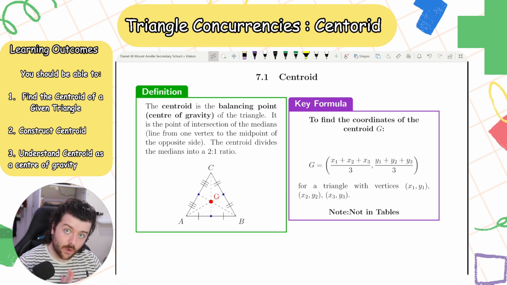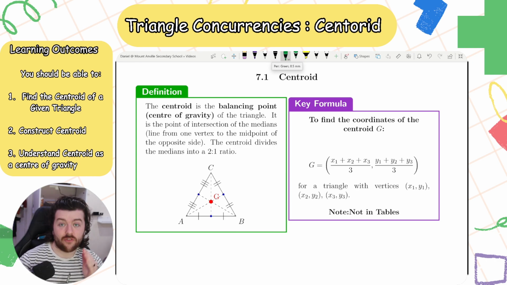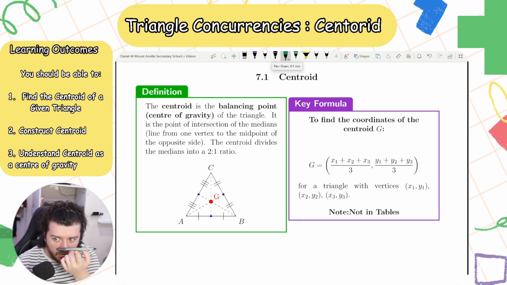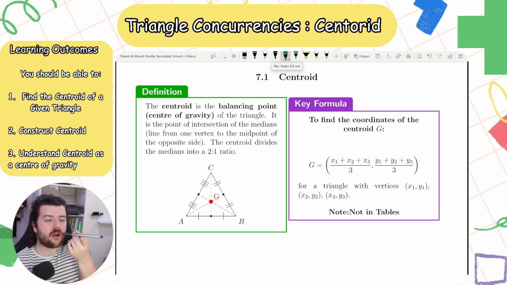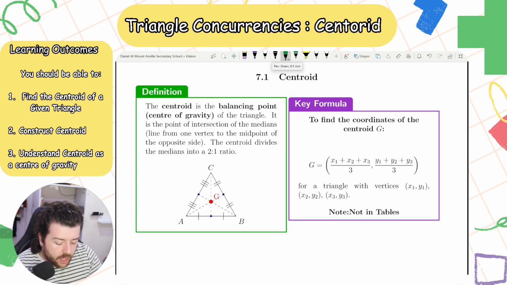So what is a centroid first and foremost? Well, the centroid is the balancing point or center of gravity of the triangle. So what is center of gravity? It is just the point where, if I had a triangle and balanced it on my finger, it won't move or fall. It's the balancing point, the point of equilibrium of the triangle, where it's at perfect balance.